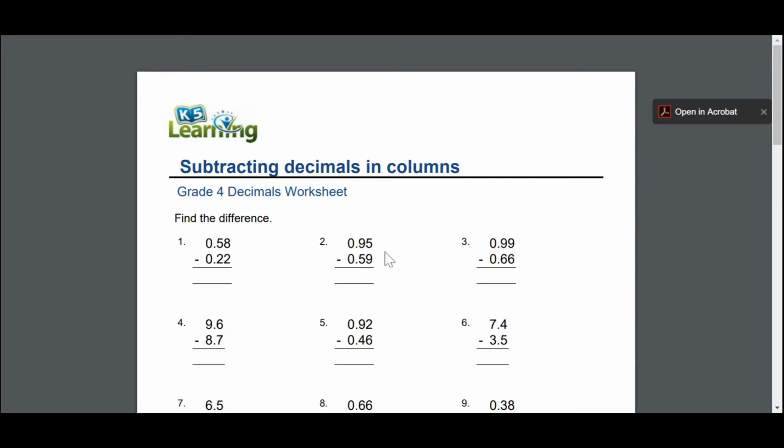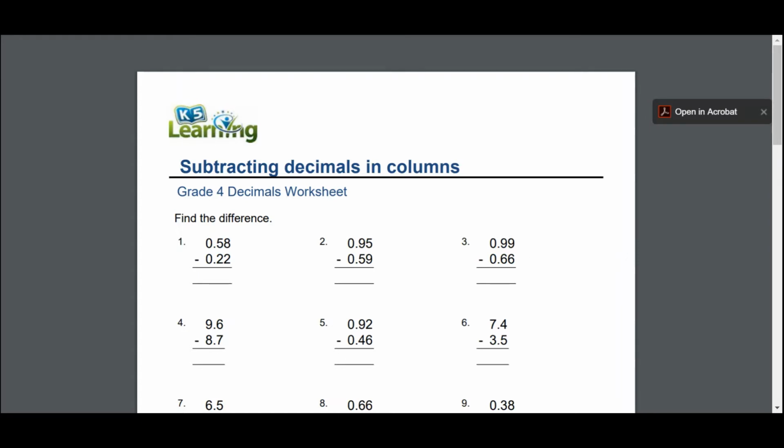Number 2. Over here, 5, 9. So you would have to do borrowing. So that would be 6 over here. That would be 3 over here. And then 0 minus 0, 0. So again, surprisingly, your answer would be 0.36, or 0 and 36/100.